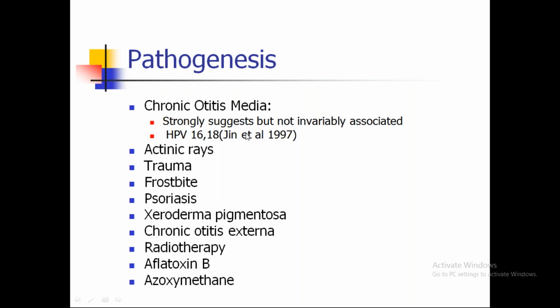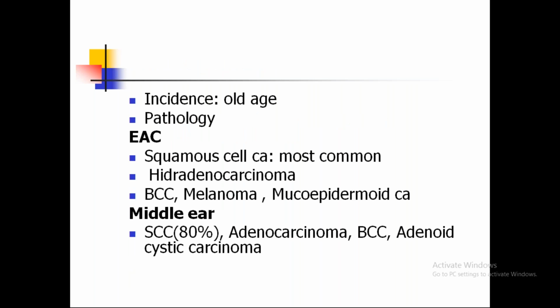So what is the pathogenesis of the malignant tumors? Generally, chronic otitis media is the most common pathogenesis. Due to the prolonged infection, it can turn into a pre-malignant condition, and then cancers can occur. Actinic rays, trauma, frostbite, psoriasis, xeroderma pigmentosum, chronic otitis externa, radiotherapy. All these are some of the causative factors for the malignant tumors of the temporal bone. Generally seen in old age.